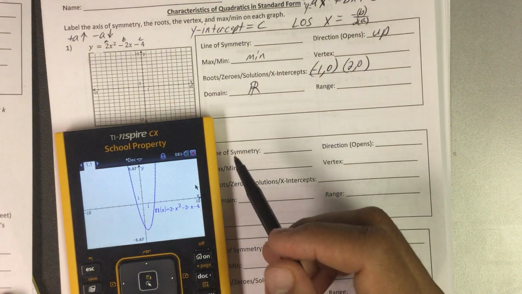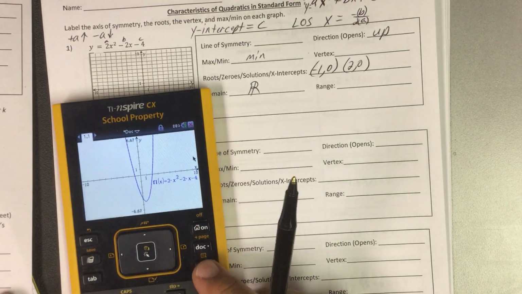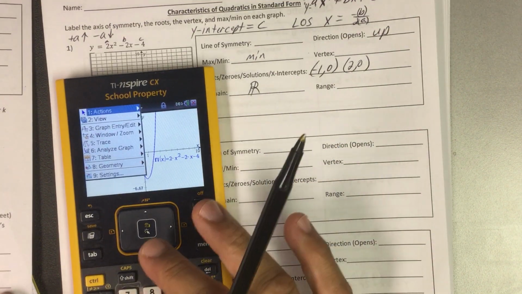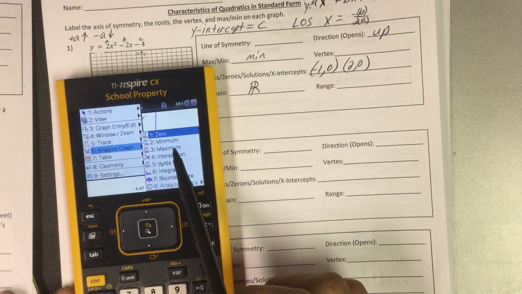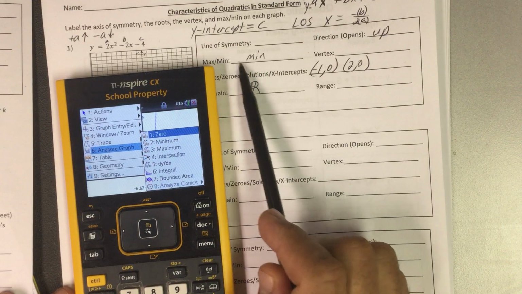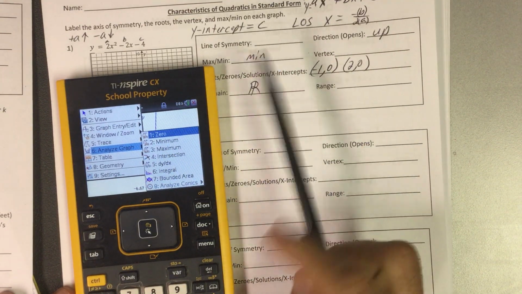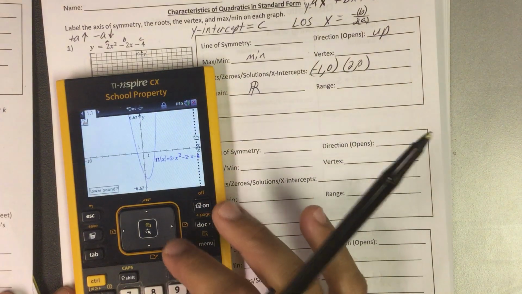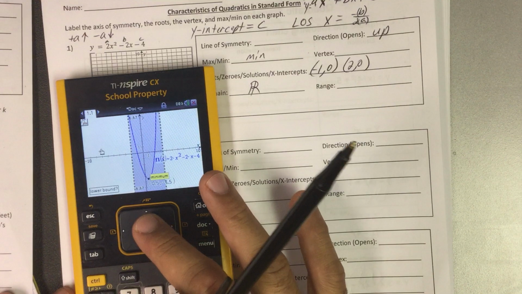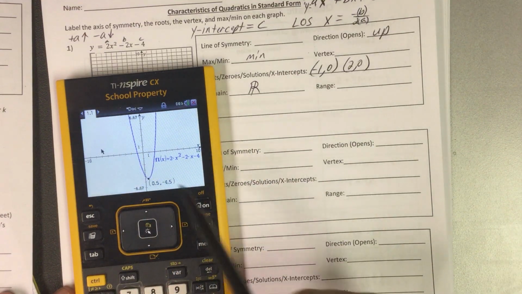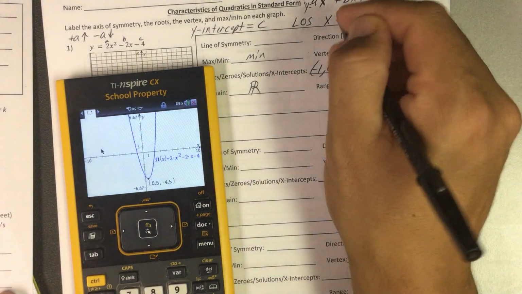Now here's the deal with this. I would just go menu, analyze the graph. Now I need to know if it's a max or a min ahead of time. That's why we're labeling it, so we can use our calculator. Since this is a minimum point, I put 2. Click and highlight, click. So 0.5 and negative 4.5.